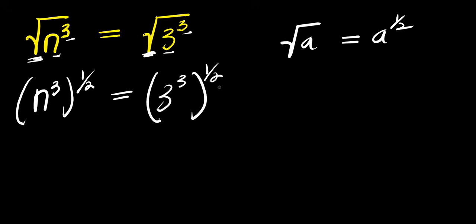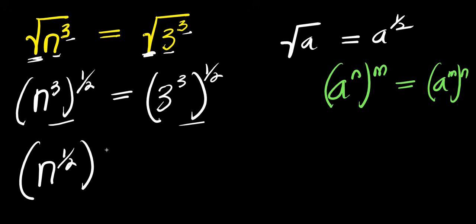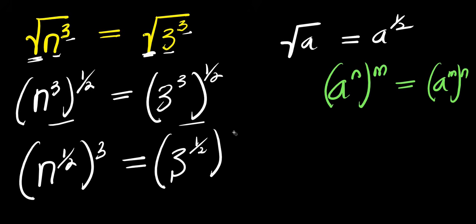So, what you are going to do is to apply this identity. If you have a power n to the power of m, this equals n power m to the power of n. So let's apply that right here and here. That means we have n power 1 over 2 to the power of 3 equals 3 power 1 over 2 to the power of 3.